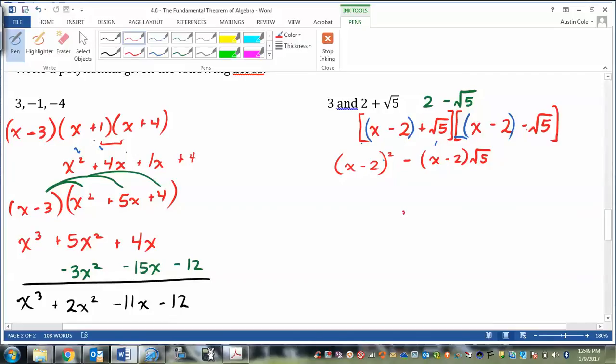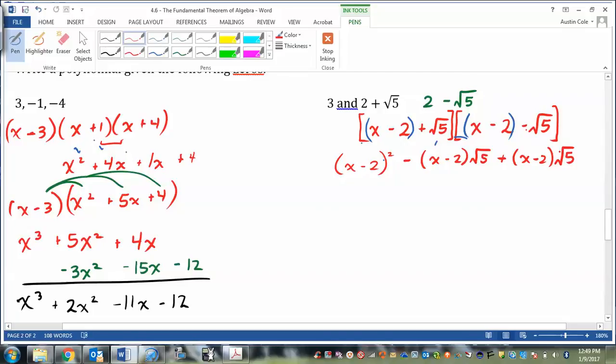Now, could I write minus square root of 5 times x minus 2? Yeah, you could. I usually don't put anything after a square root though. So that's why I put this in front. You could put it the other way. Now I'm going to take my inside when I'm FOILing. Square root of 5 times x minus 2. That's going to be positive because a positive times a positive is a positive. Positive x minus 2 times the square root of 5.